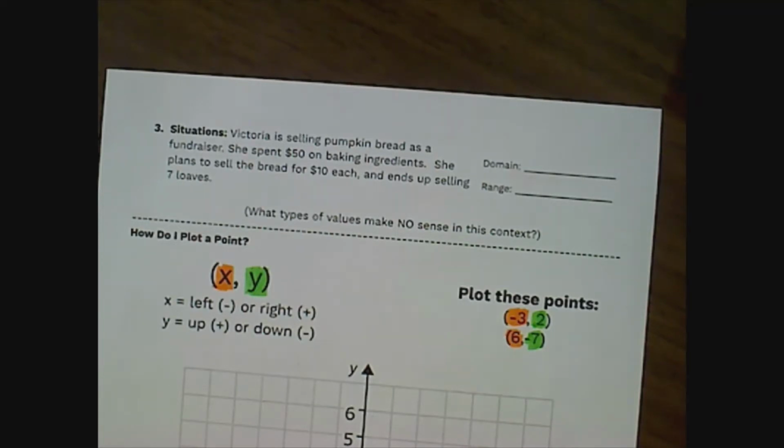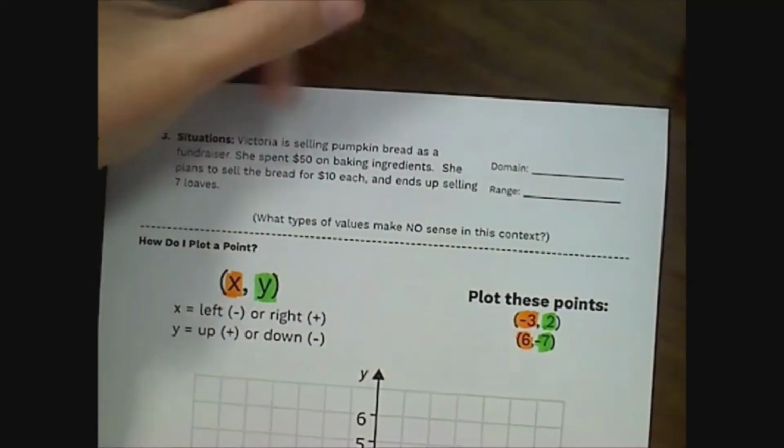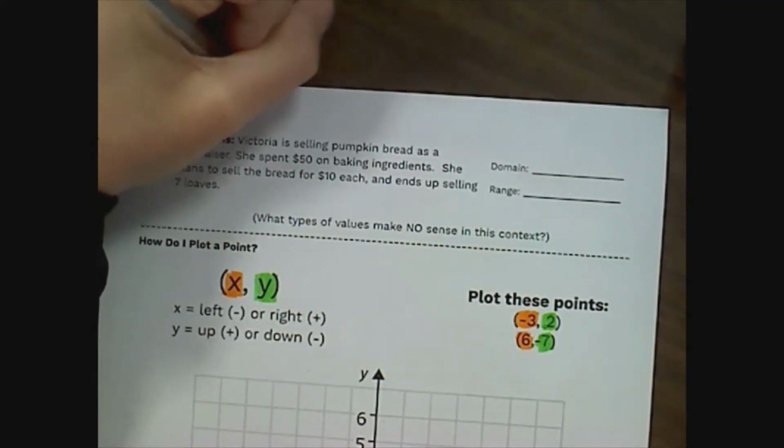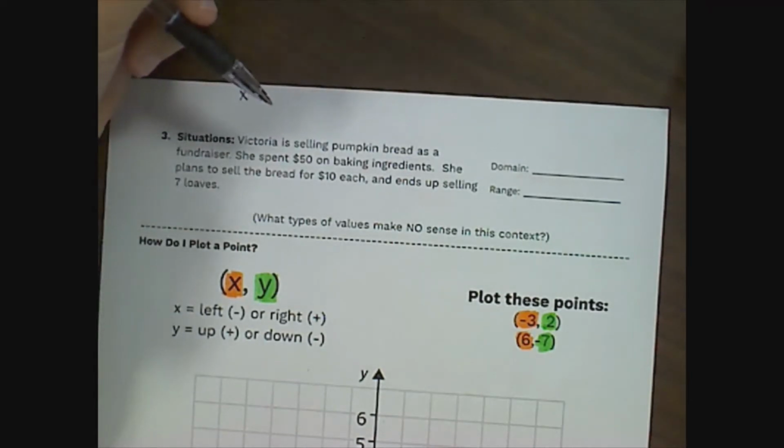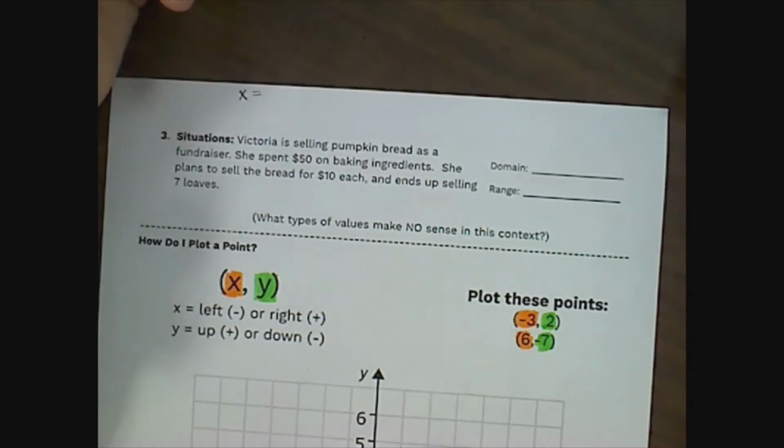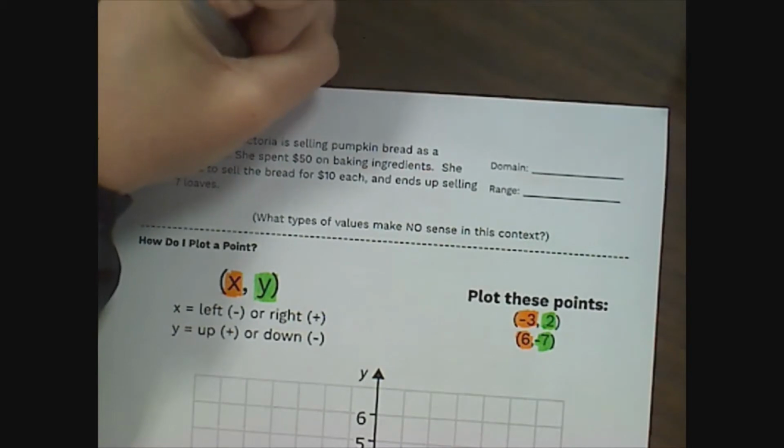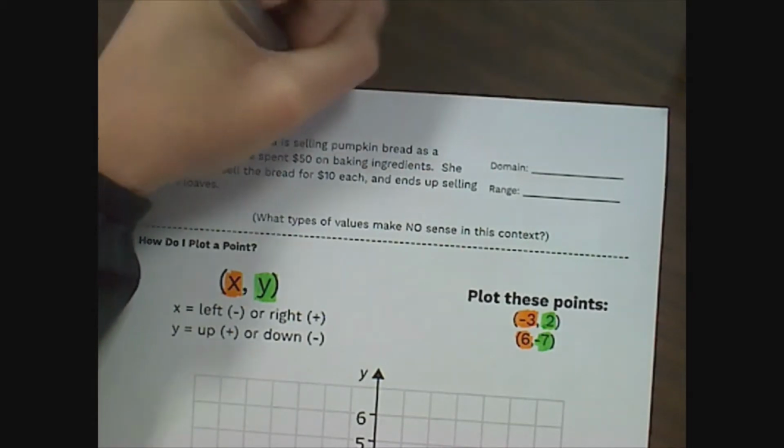So let's first think about what is our X value, what is our Y value, because domain and range is all about input and output. So we first have to define our variables. So our X value is her breads. So we're inputting in the number of breads sold.